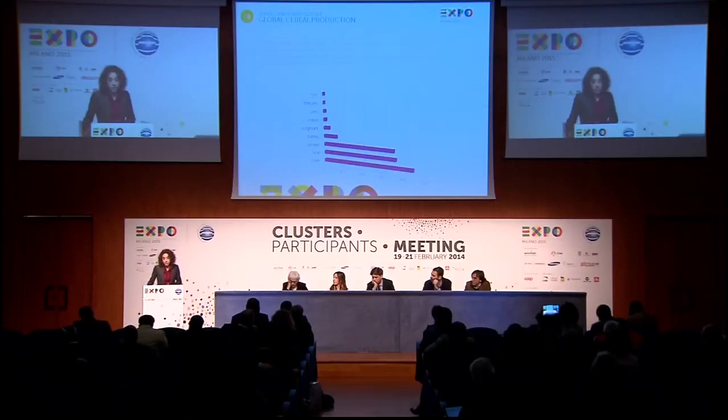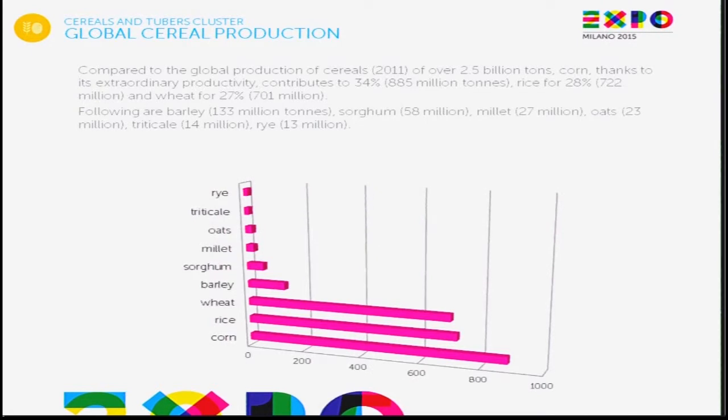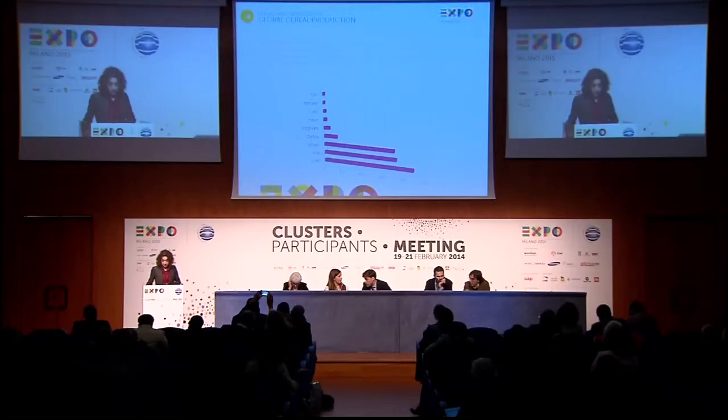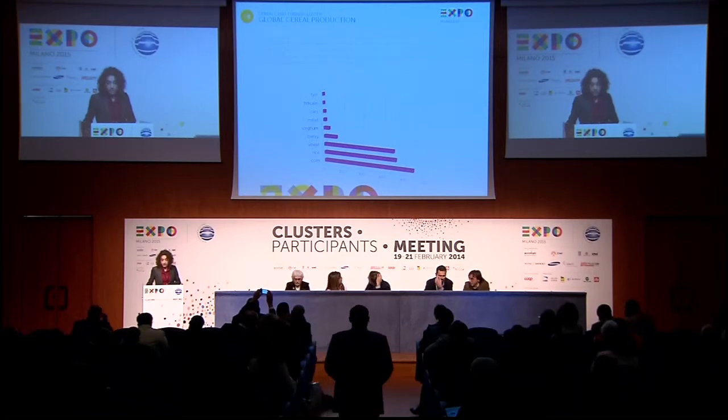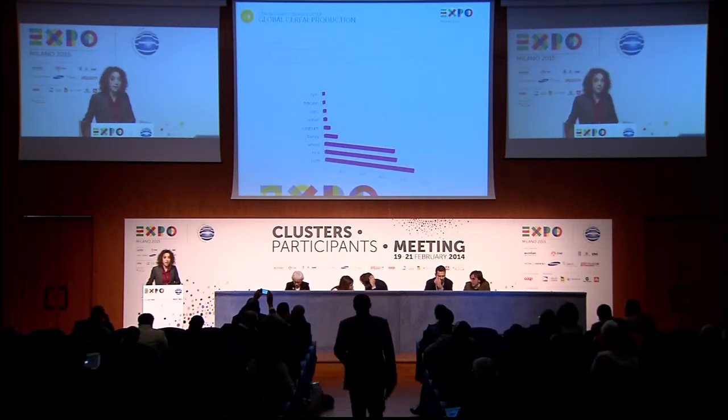Compared to the global production of cereals of over 2,005 billion tons, corn, thanks to its productivity, contributes 34%, rice 28%, and wheat 27%. Following are, as you can see in the charts, barley, sorghum, millet, oats, triticale, and rye.